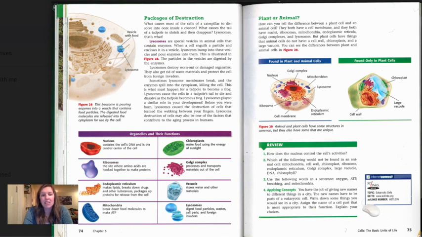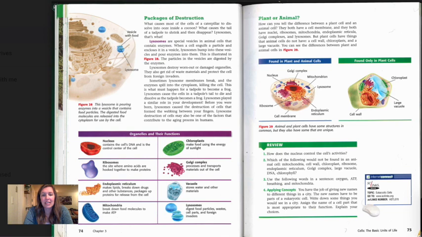The particles in the vesicles are digested by the enzymes. Lysosomes destroy worn out or damaged organelles. They also get rid of waste materials and protect the cell from foreign invaders. Sometimes lysosome membranes break and the enzymes spill into the cytoplasm, killing the cell. This is what must happen for a tadpole to become a frog.